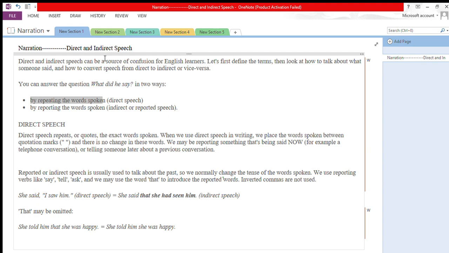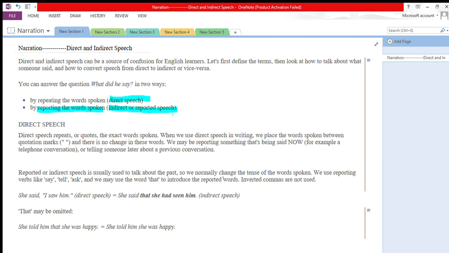If you are repeating the actual words of the speaker, you are using direct speech. And the other way is reporting the words spoken. When you retell, in your own words, whatever the other person has said, making necessary changes, you are using indirect or reported speech. Now we'll see in detail what is direct speech.